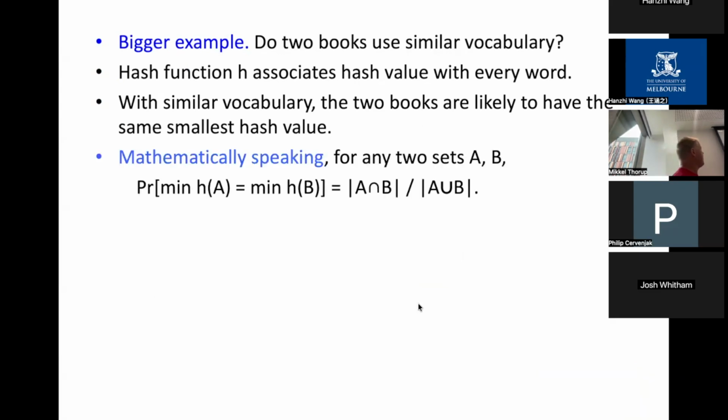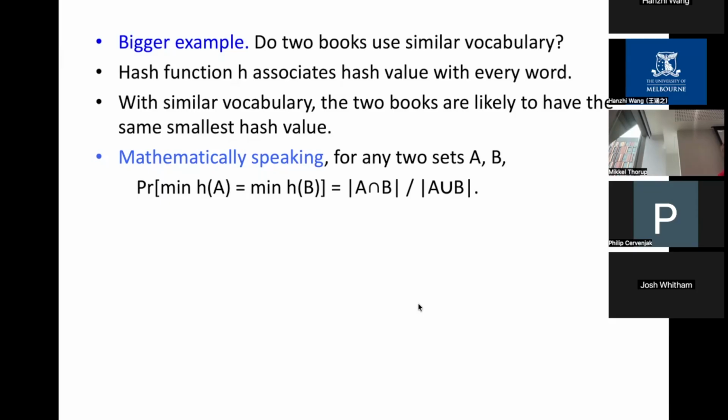Why is that? Well, mathematically speaking, if you have two sets A and B, then the probability they have the same smallest hash value is exactly what's called the Jaccard similarity, which is the size of the intersection divided by the size of the union. And why is that clear? It's very simple to see, because look at the union and we distribute the hash values. If it's fair, then it's a uniformly random element from the union that gets the smallest hash value.